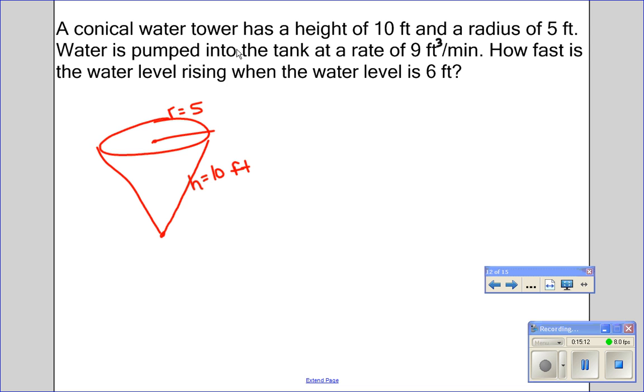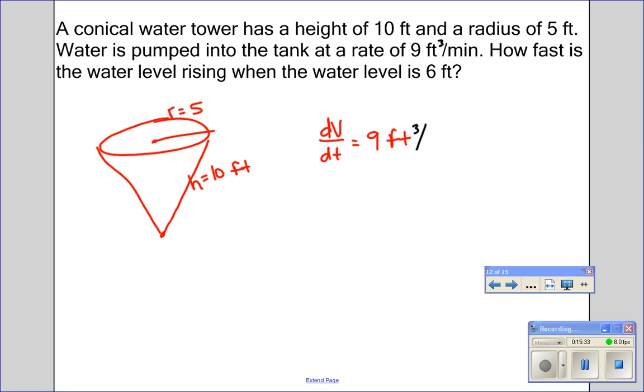Water is pumped into the tank. So the volume, that means the water inside this tank, the volume is pumped into the tank at 9 feet. Should be feet squared, right? If it's volume going into this, so it's, no. Volume's totally cubed. Duh, Miss Jenkins.